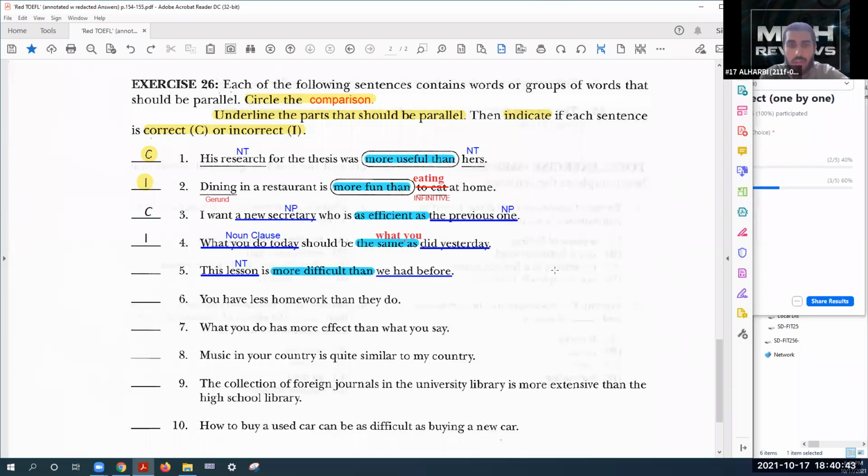It looks like a noun thing, but it's not complete. Yes, this is a clause, right? So this example is incorrect. But how can I fix it? That's the question.